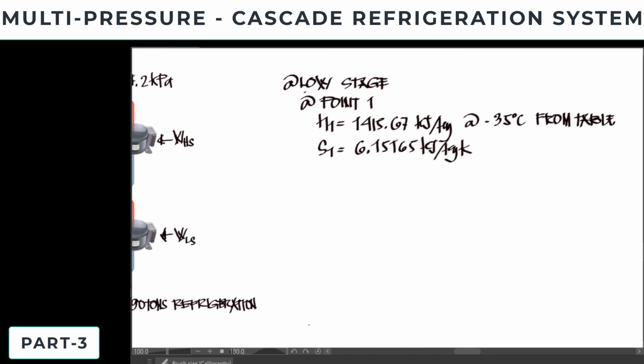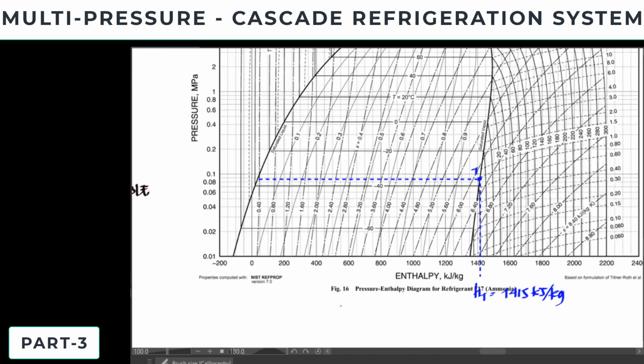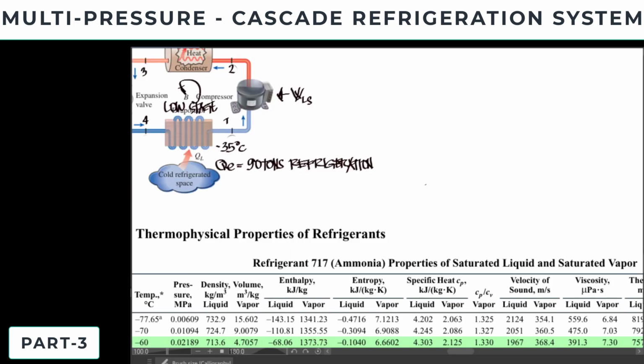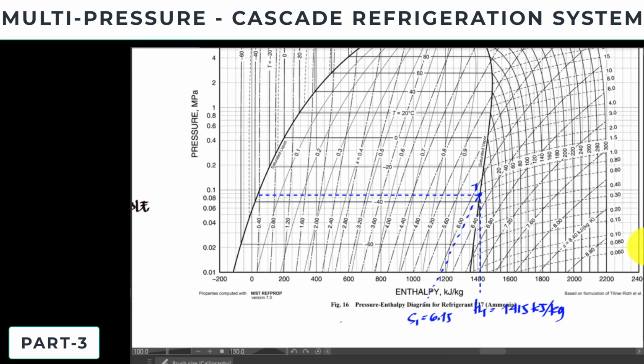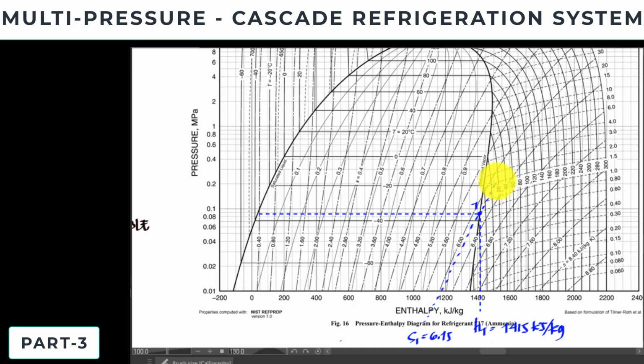And the entropy is 6.15. So we have here the entropy. Let me try to adjust this one. So this is my entropy 1, that is 6.15. Again, let me check. So earlier, that's the 6.15. Okay, 6.15. Then we have isentropic compression, which is parallel also to this line.